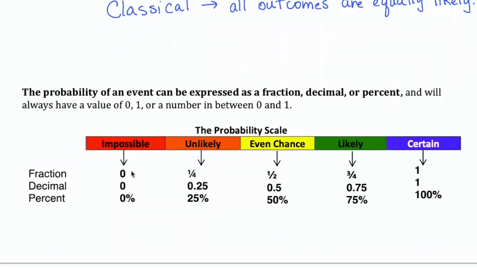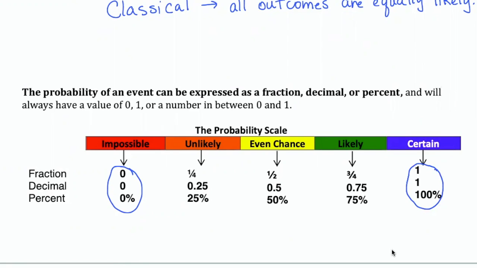Any event that is impossible, not going to happen, we assign a probability of 0. So the probability that I'm going to win the lottery today is 0 because I'm not going out and buying a lottery ticket. Anything that is certain to happen, we assign the probability of 1 or 100% if we're talking about percentages.